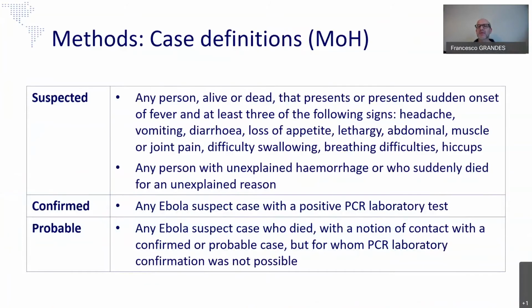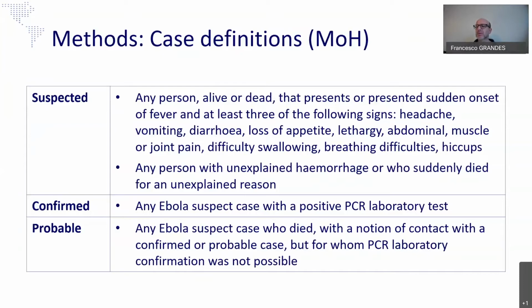First, the case definitions, which were used by the surveillance system and applied to operations. A suspected case was any person alive or dead in the declared epidemic area that presented a sudden onset of fever with at least 3 of the aspecific symptoms listed here, or any person with unexplained hemorrhage or who died suddenly for an unexplained reason. Suspected cases were to be admitted to an Ebola health facility for PCR testing.